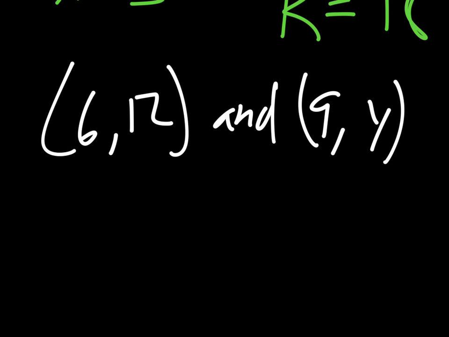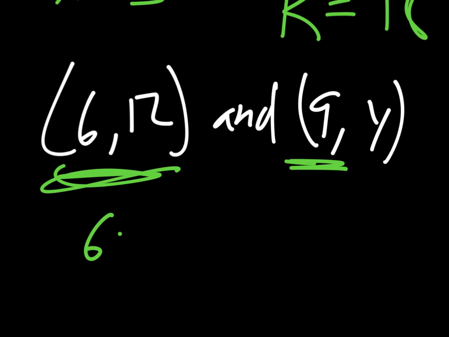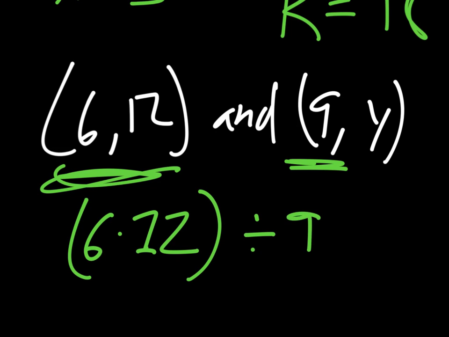6 times 12 gives us 72, and this is what you do, okay? You simply multiply these two together and divide it by whatever number they give you. So 72 divided by, I'm going to write it out for you. So 6 times 12, trust me, that's a 12, and then divide it by 9.